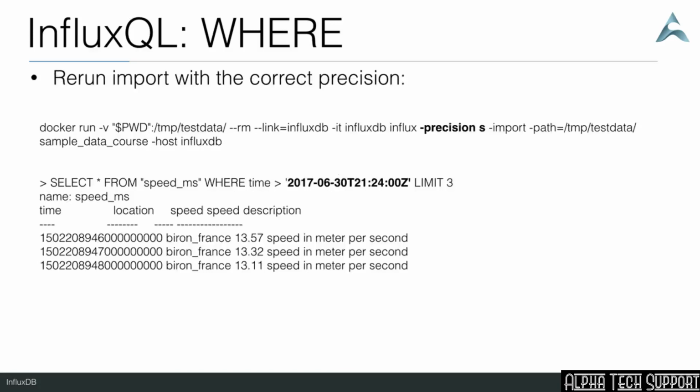Now we're gonna rerun the import with the correct precision with the above command. We're gonna do a docker run. As you see, I added a precision parameter to the command. Now we're gonna do a simple select star from speed_milliseconds where time is greater than 30th of June 2017, limited by 3, and you'll see you getting results back.